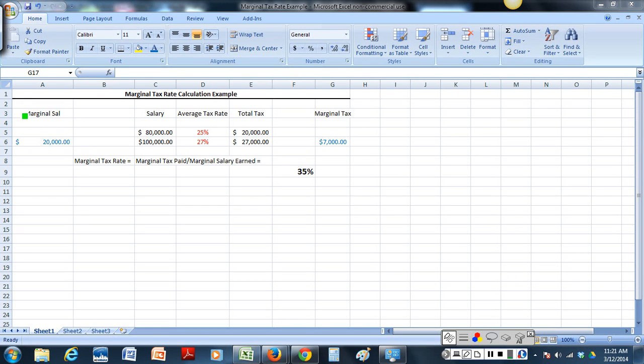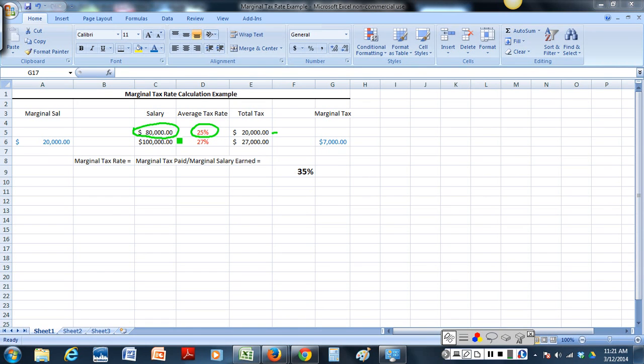For example, let's say we are getting a salary of $80,000 in a job, and your average tax rate according to the IRS table, say it's about 25%. So this is very similar to the concept of average total cost. Here it is an average tax rate. So at $80,000 salary at an average tax rate of 25%, you would pay a tax of $20,000.